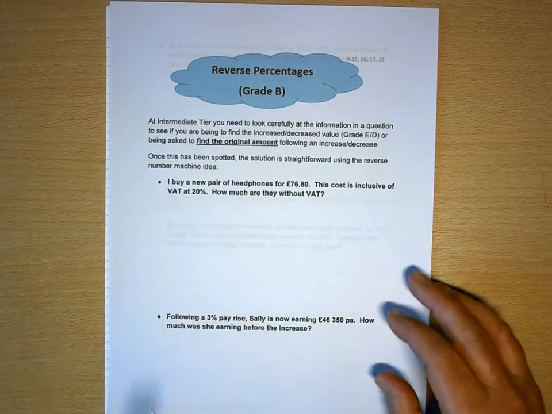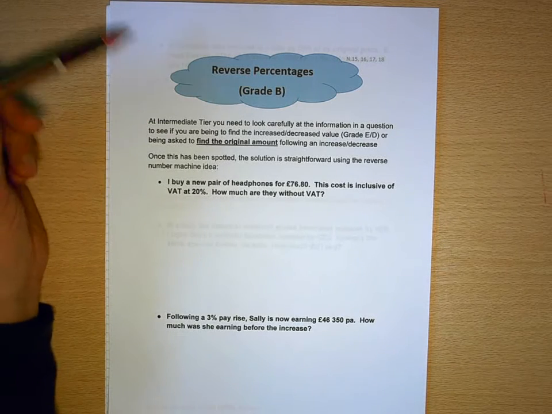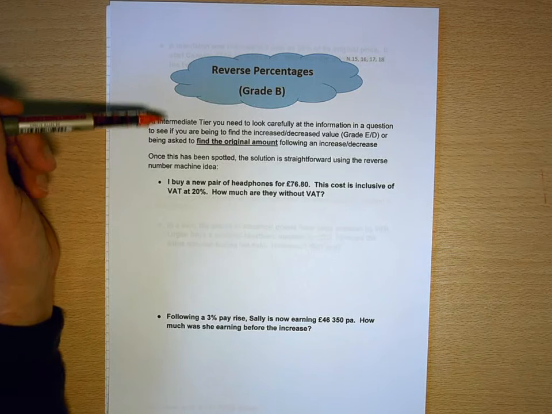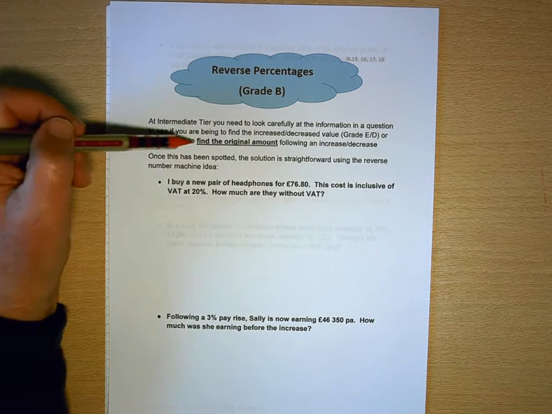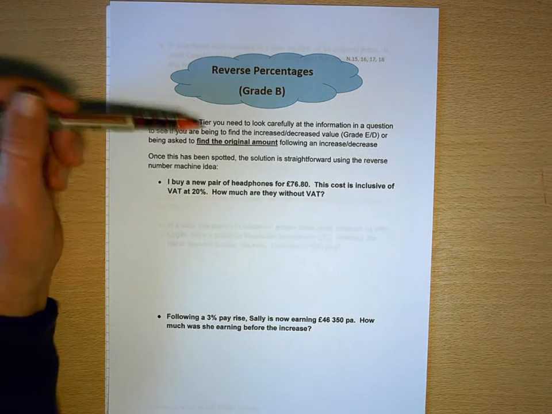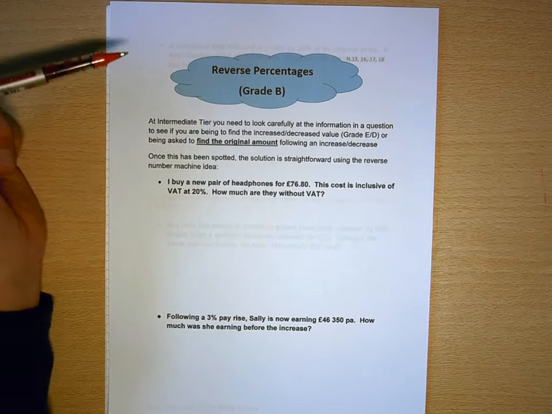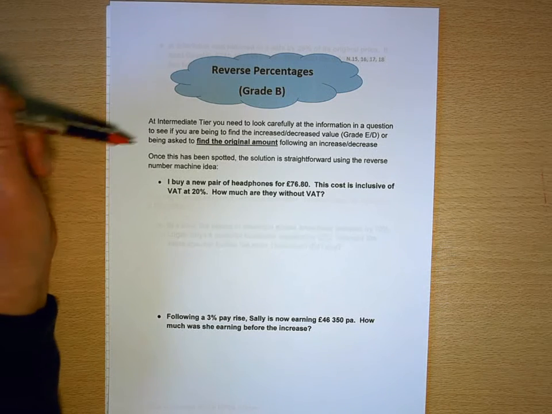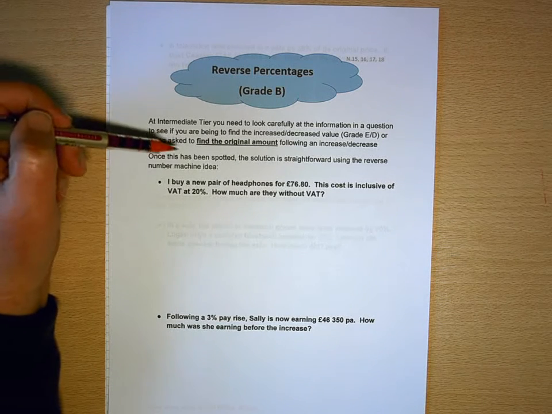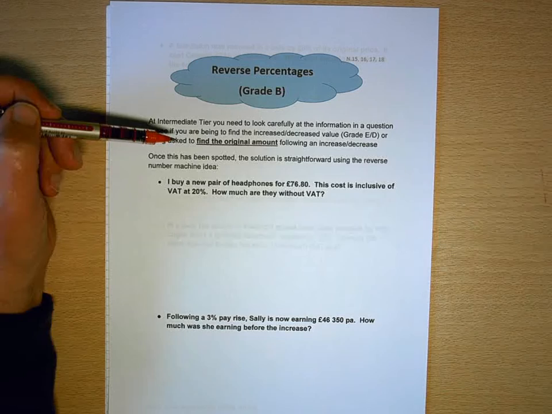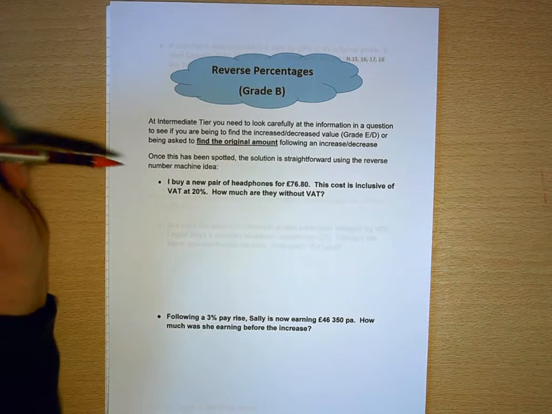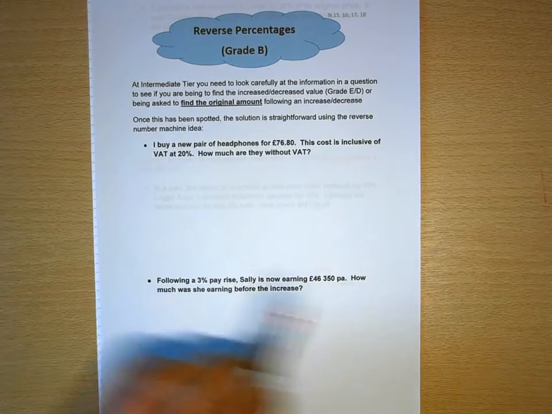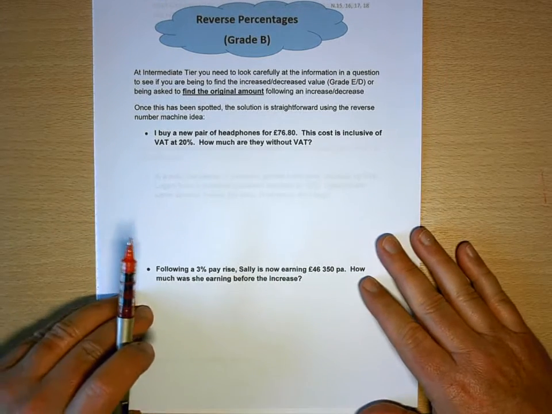So let's see what I've written on the notes. At intermediate tier, you need to look carefully at the information in the question to see if you are being asked to find the increased or decreased value, which is low grades, early on in an exam paper, or you're being asked to find the original amount following an increase or decrease. Once this has been spotted, the solution is straightforward using the reverse number machine idea. I'll talk about that in a minute.